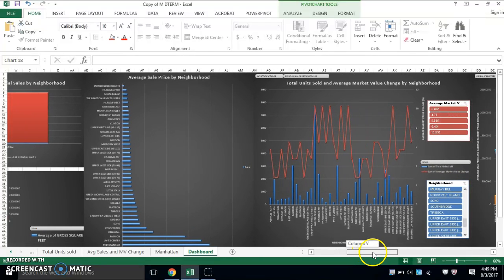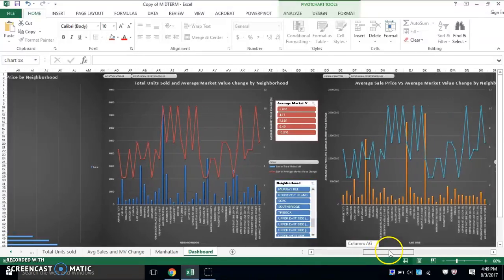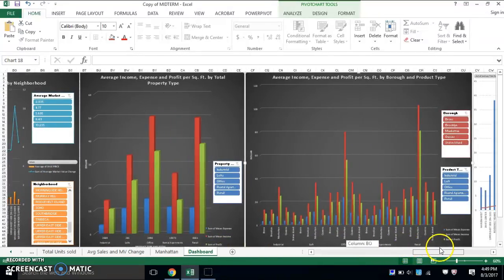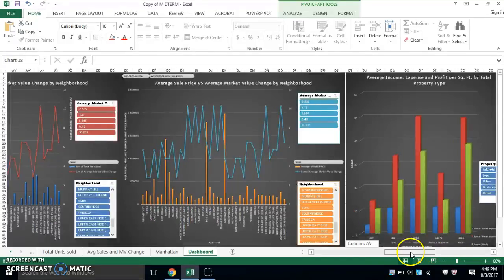Today I'm going to be showing you an Excel dashboard that I made on some real estate data for the past fiscal year in the metro area.